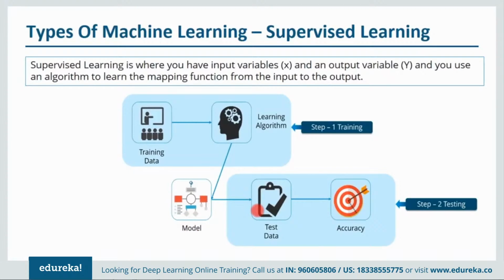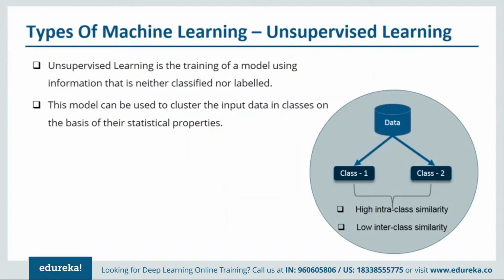So you'll pass that test data and you'll see the accuracy. That is nothing but the actual output minus the output that is present in the test data. So with that, you can get the accuracy. So this is all about supervised learning. So we'll move forward and understand unsupervised learning.